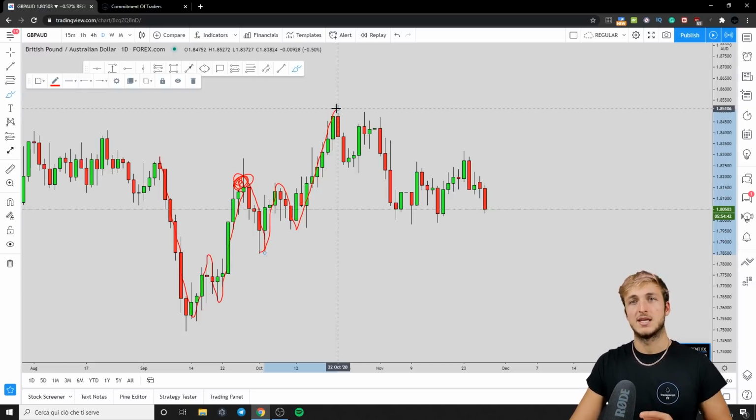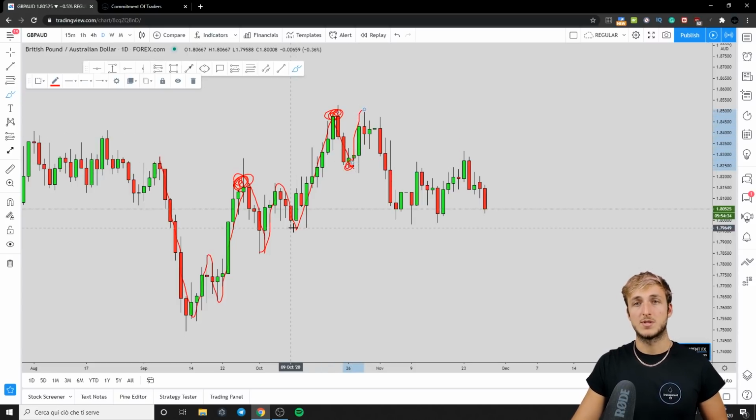Then we had the creation of this overextended W formation, and after this overextended W formation, I made another breakdown explaining all the reasons for which from here we wanted to see a nice move to the downside. And again, that is exactly what the market did. Then from here, we wanted to see the continuation to the upside, and that is what the market did. And the market stopped at the previous high and created this move to the downside.